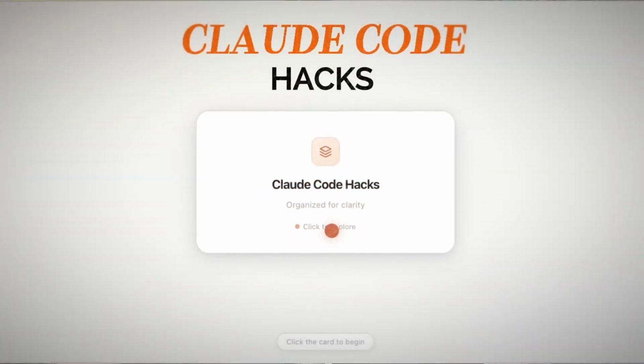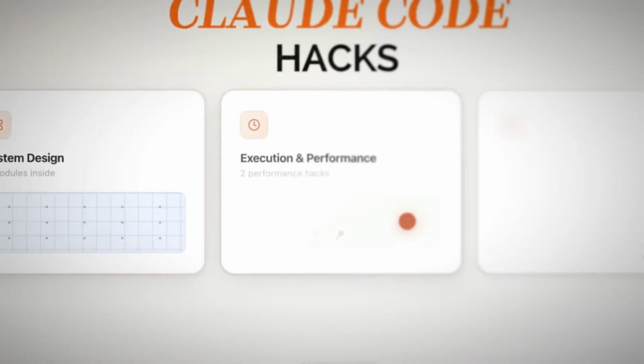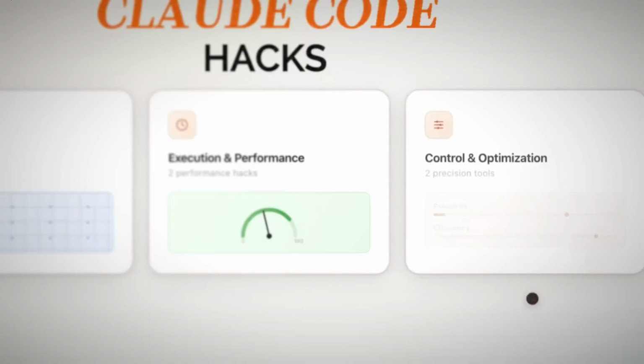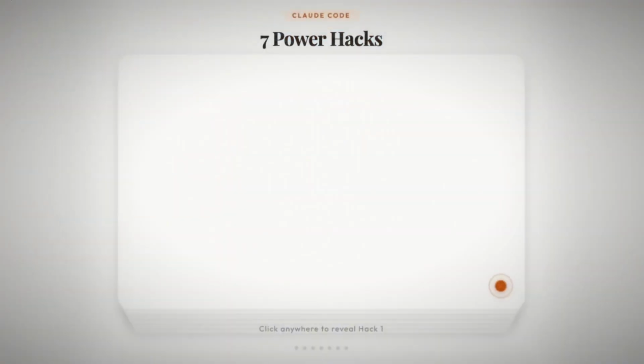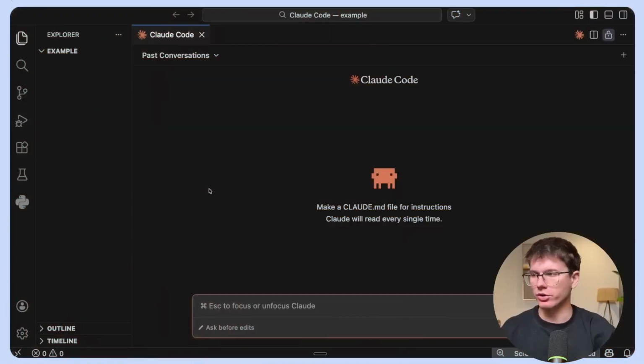All right, so we're going to divide these hacks into 3 different types of hacks. We have system design hacks, then we have execution and performance hacks, and then we have control and optimization hacks. All right, so the first hack is actually setting up the folders for your project. Here we have Claude Code, and the mistake that people make when starting out to build is that they go straight to building, right?